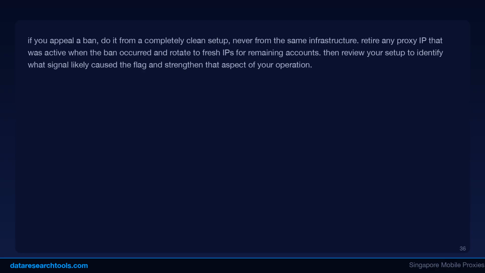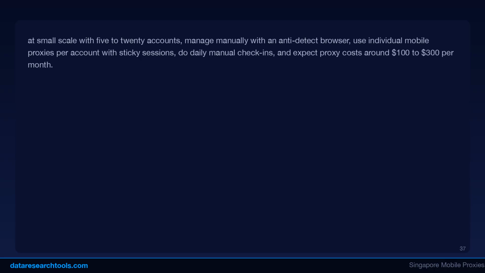If you appeal a ban, do it from a completely clean setup, never from the same infrastructure. Retire any proxy IP that was active when the ban occurred, and rotate to fresh IPs for remaining accounts. Then review your setup to identify what signal likely caused the flag and strengthen that aspect of your operation.